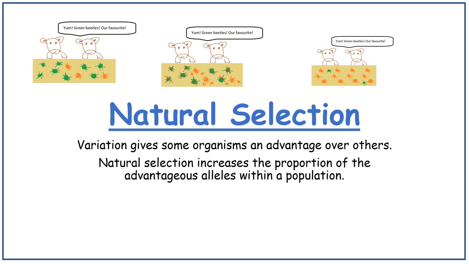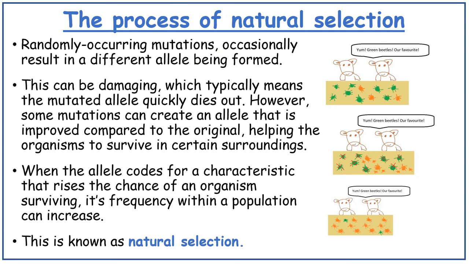Natural selection. Variation gives some organisms an advantage over others. Natural selection increases the proportion of the advantageous alleles within a population. The process of natural selection.